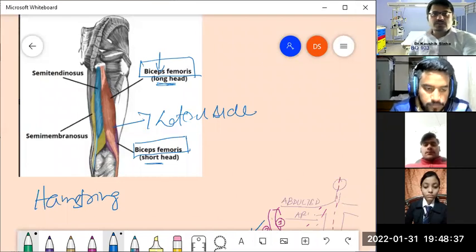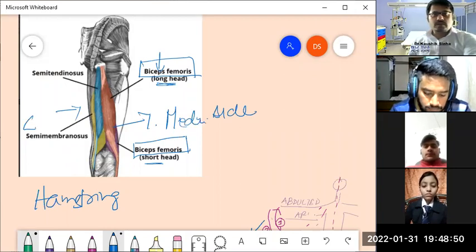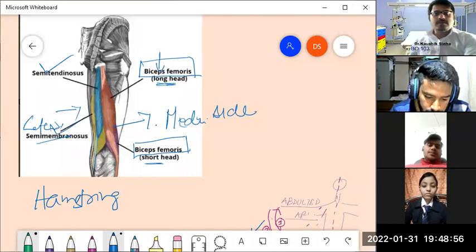Sorry, I made a mistake. This should be the medial, and thus this should be the lateral one. So on this side, we have the semitendinosus and semimembranosus. These are the two principal muscles.